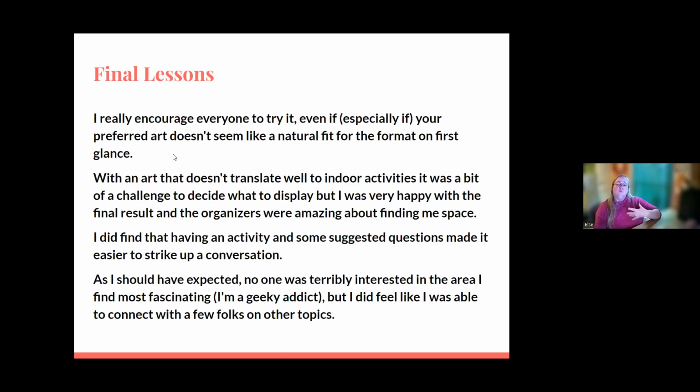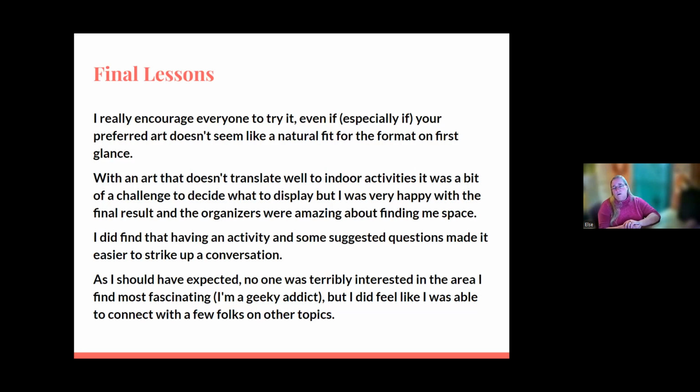So I want to go ahead and recap a few final lessons. I really think that this is something worth trying. If you like interacting with others at all, even if your art does not seem like a great fit for the standard, put things on a flat 6-foot table and sit there for 6 hours. Now, it's different than that. And like I said, reach out. A lot of times people are willing to accommodate you. You have to go through and think about things a little bit differently.